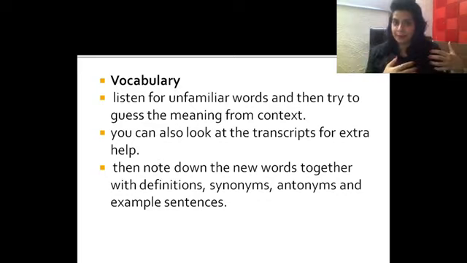You are listening, you're trying to understand the meaning. Whatever you did not understand, you're finding from the dictionary, you're noting it down with examples, and then you're also finding the words which are similar in meaning, known as synonyms, and which are opposite in meaning, known as antonyms.